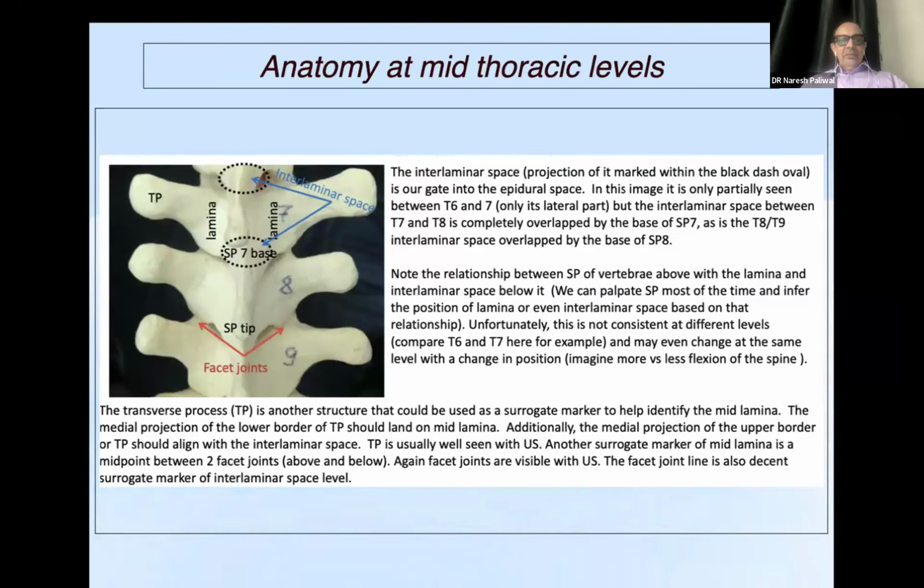And the thing which you have to keep in mind about this is the transverse process. The lower margin of the transverse process usually corresponds with the safe landing spot or the mid lamina, and the upper margin of the transverse process usually corresponds with the interlaminar space. So if you can identify the transverse process with ultrasound, you can have an idea where the interlaminar space can be. Also the interfacet joints, you can very well identify with ultrasound, and you can locate the interlaminar space.